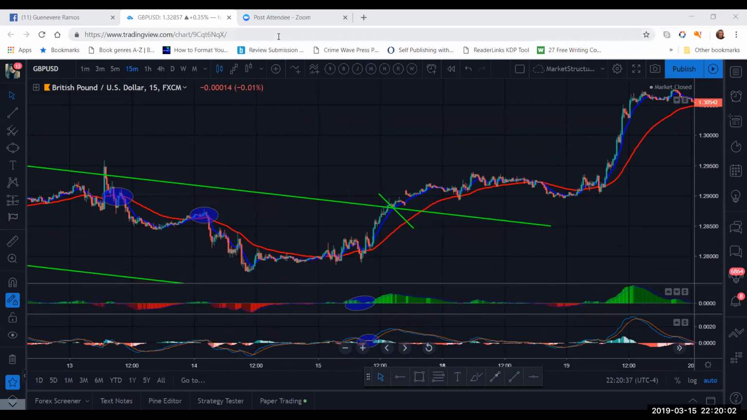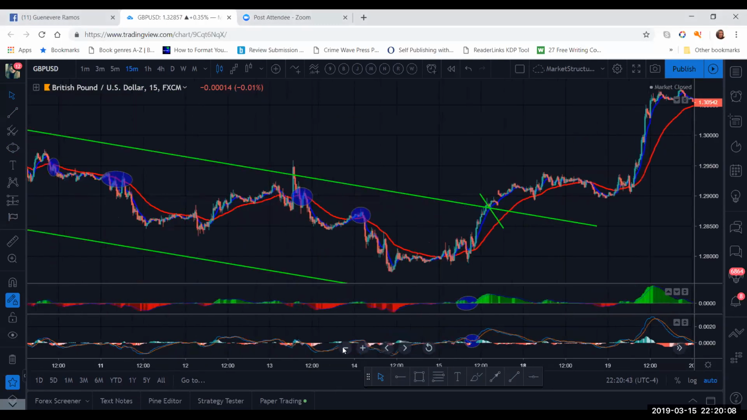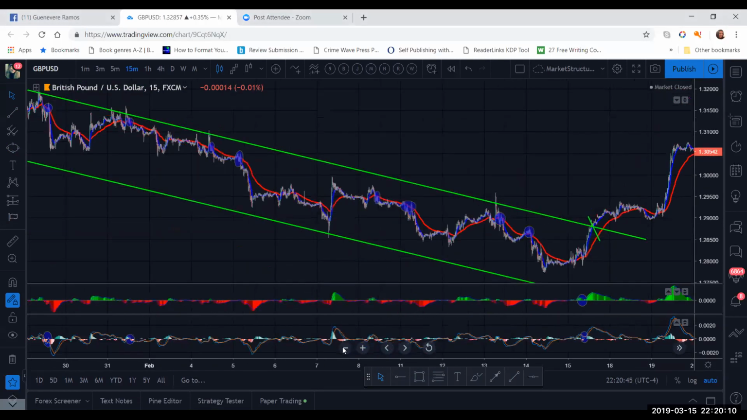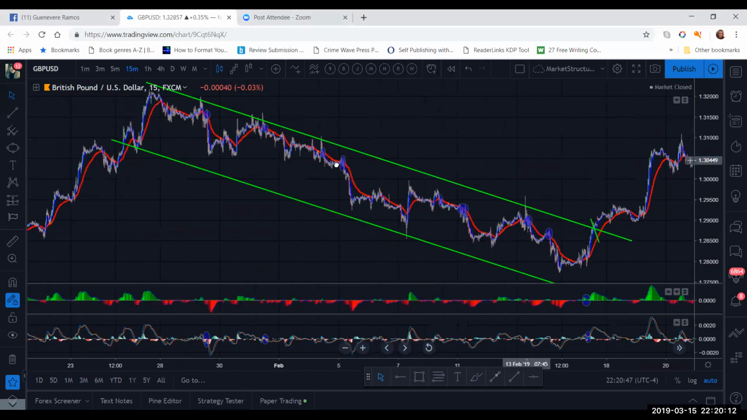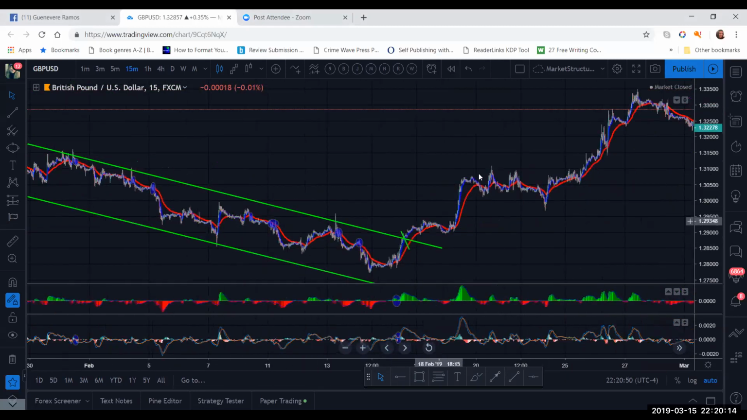GG. All right. Where's the impulse and correction? Right there at the end where you said there's impulse correction and continue to the upside. Where's it at? It broke out. You got an impulse correction, then it continued to the upside.